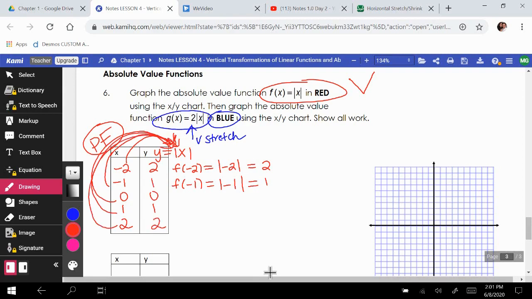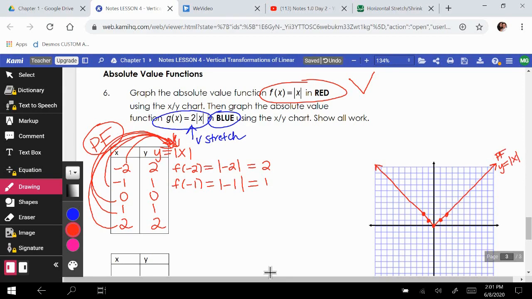Okay, so that should form our V shape. We have the points -2, 2, -1, 1, 0, 0, 1, 1, 2, 2. See how it forms a V? Where on the left-hand side it has a slope of -1, and then on the right-hand side of the origin it has a slope of +1. This is your parent function. This is the most basic type of V-shaped function.